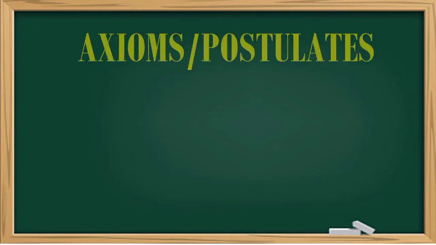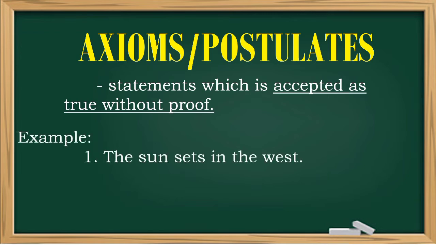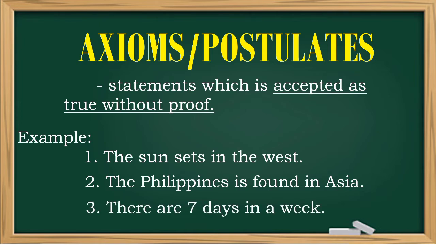Okay, let's start. Axioms and postulates are statements which are accepted as true without proof. So here are the examples. The sun sets in the west. The Philippines is found in Asia. There are 7 days in a week. These are observed facts that are already accepted as true even without proof. These are examples of axioms.